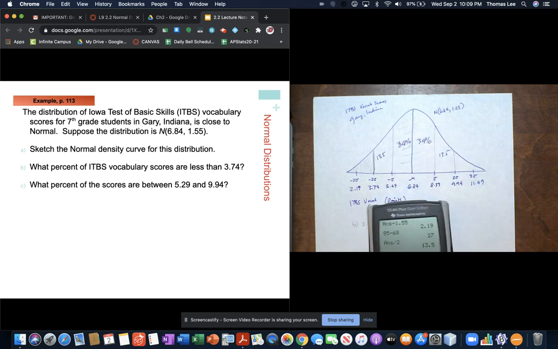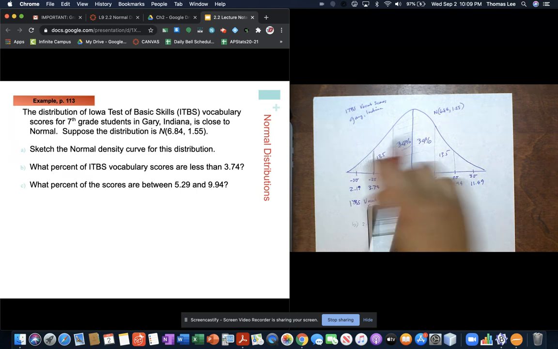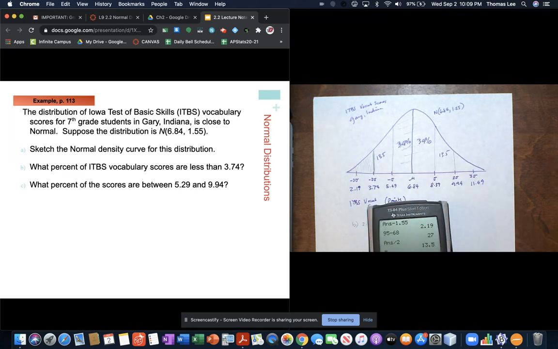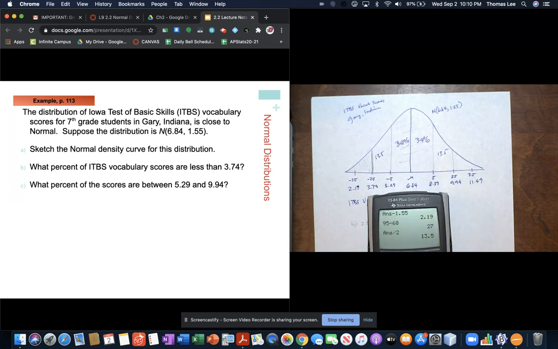Okay, and how did I get 13.5? Because from negative 2 to 2 is 95, right? And then from negative 1 to 1 is 68. So 95 minus 68, okay, on my calculator right there is 27. But I have 2 slivers that have the same area, so just divided by 2.